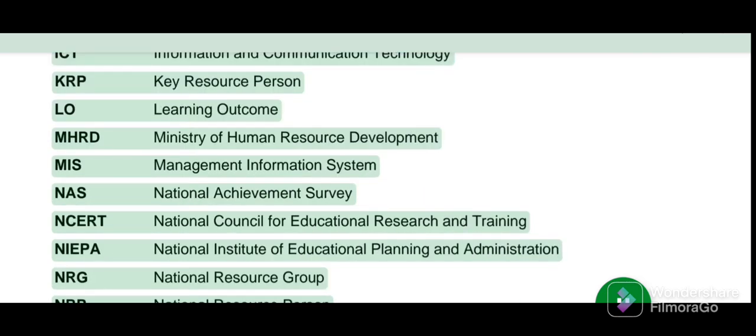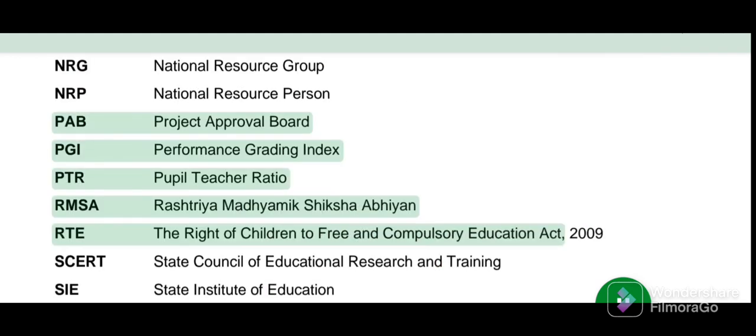ICT, Information and Communication Technology. KRP, Key Resource Person. LLO, Low Learning Outcome. MHRD, Ministry of Human Resource Development. MIS, Management Information System. NAS, National Achievement Survey. NCERT, National Council for Educational Research and Training. NIEPA, National Institute of Educational Planning and Administration. NRG, National Resource Group. NRP, National Resource Person. PAB, Project Approval Board. PGI, Performance Grading Index. PTR, Pupil Teacher Ratio. RMSA, Rashtriya Madhyamik Shiksha Abhiyan. RTE, The Right of Children to Free and Compulsory Education Act 2009.